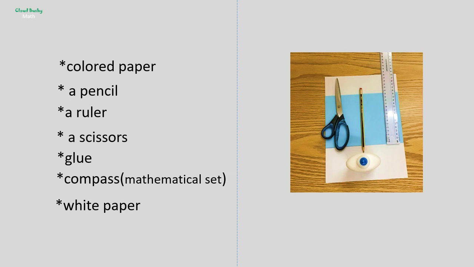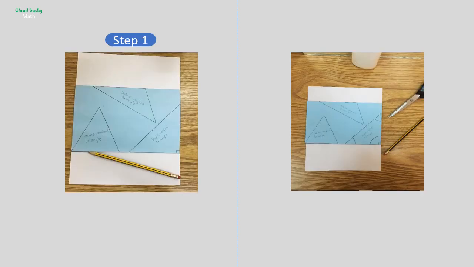Now in 5 easy steps, we can show that any triangle has angles that sum up to 180 degrees. Step number 1. Draw 3 triangles on the colored paper. For fair comparison, we are using a right-angled triangle, an acute-angled triangle, and an obtuse-angled triangle.